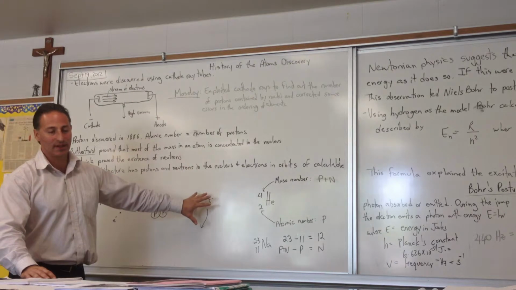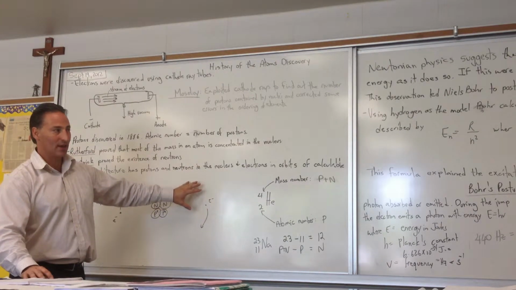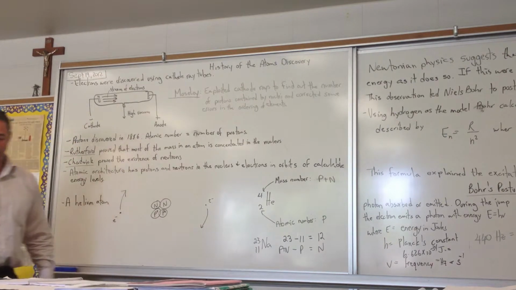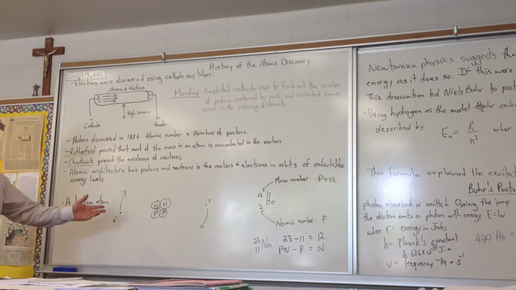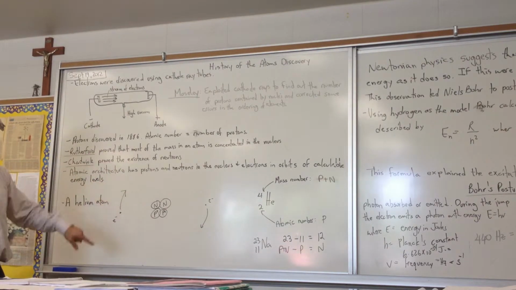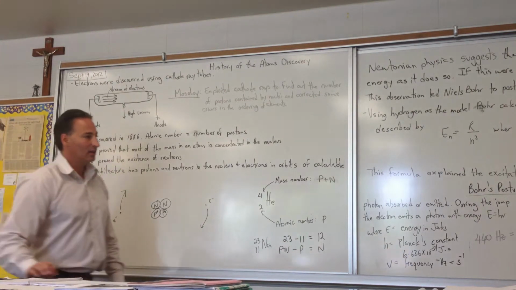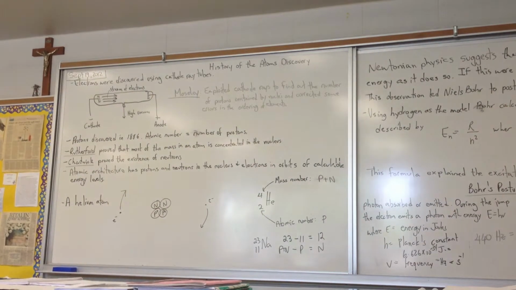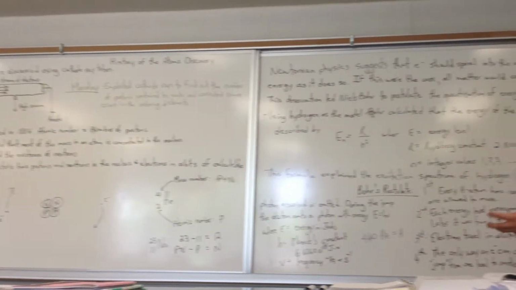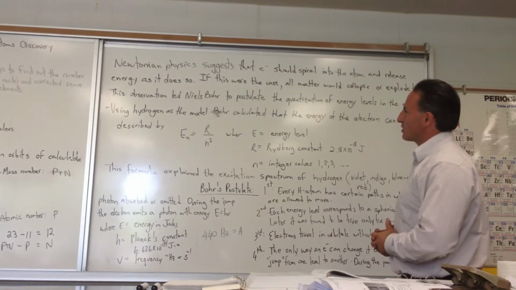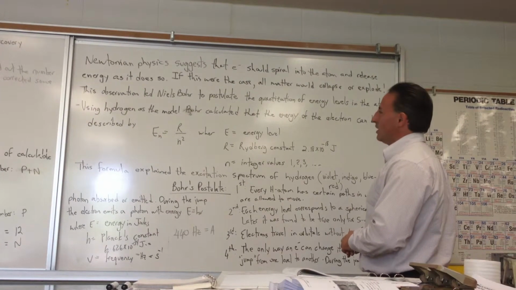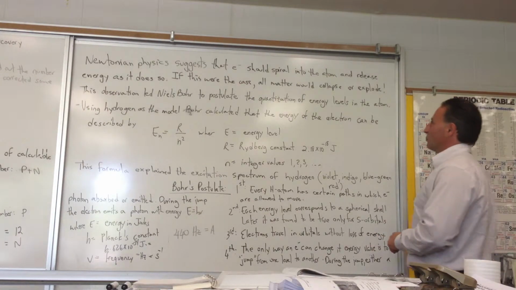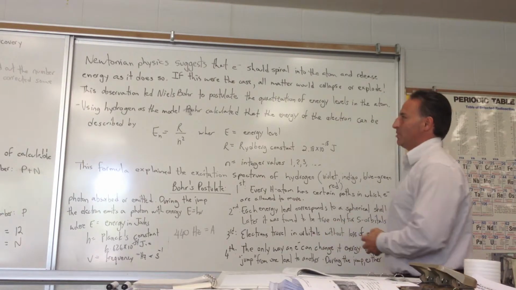So this is what they teach you in grade 10, more or less, the Bohr-Rutherford model of the atom. But then they had to refine the hypothesis to include this idea that you can't have an electron going in a perfect circle around the atom without generating an electromagnetic wave. So on the second board now, I've summarized this idea. Newtonian physics suggests that electrons should spiral into the atom and release energy as they do so. If this were the case, all matter would collapse or explode. And that doesn't happen, so there had to be a better explanation.